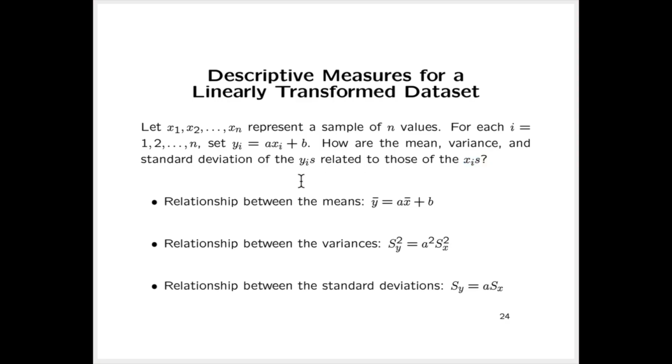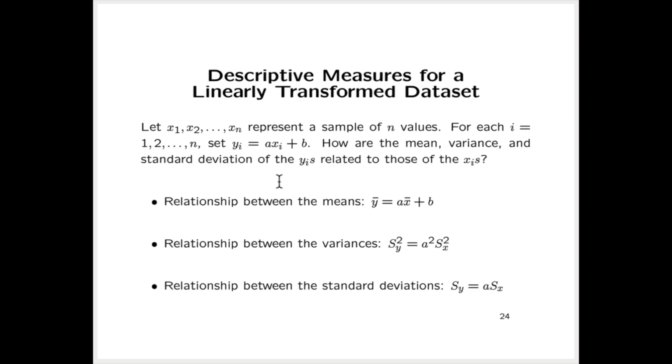Now, the thing I would point out, and it's denoted here in the title of the slide, is that this is a linear transformation of the x's. The y values are a linear transformation of the x's. The slope would be a, and the y-intercept of that transformation would be b. So this is indeed a linear transformation of the x's to the y's.